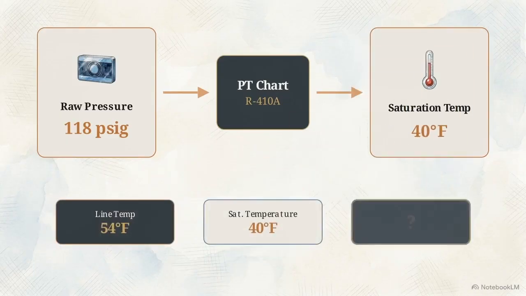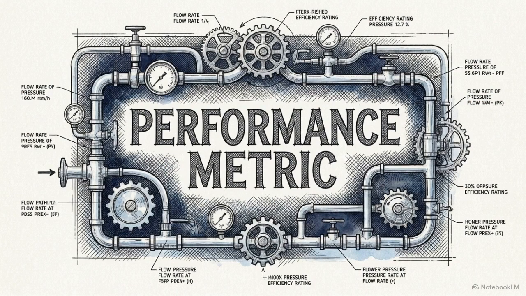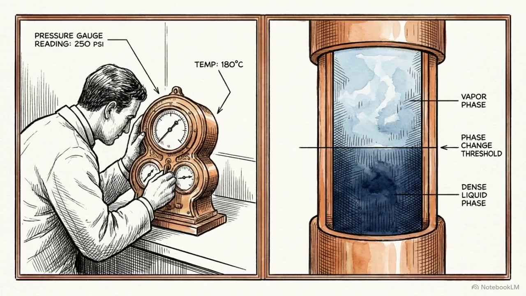By converting pressure to temperature, we can calculate a precise metric that provides a window into the evaporator's efficiency. We call it actual superheat. Calculating actual superheat provides a real-time data point on the fluid's physical state, moving the diagnosis from pressure estimation to a calculation based on physics.